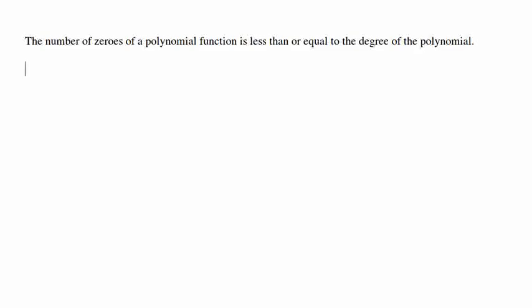The zeros of a function are input values, traditionally referred to as x values, that correspond to a function value of 0. So the number of those zeros is less than or equal to the degree of the corresponding polynomial for a polynomial function. Let me show you some examples.